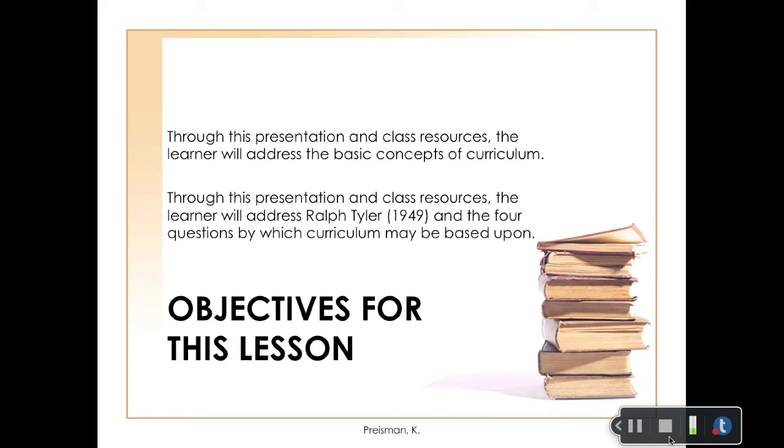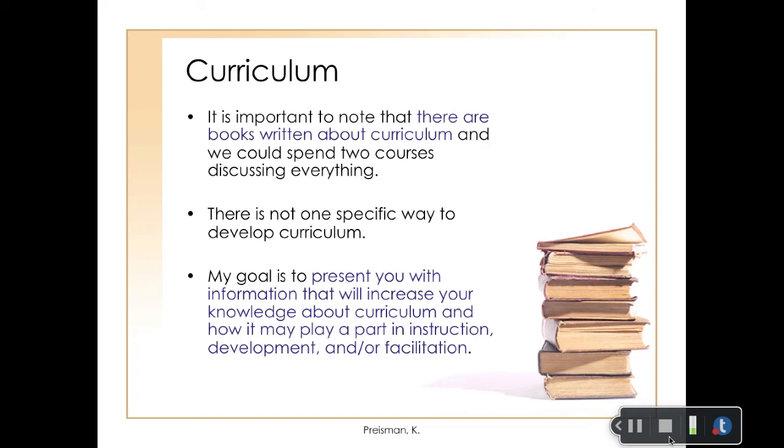You will be doing a project for me where you will be creating a new curriculum or revising a curriculum that currently exists. I encourage you to use these 4 questions and make sure you have them covered as you discuss the curriculum for me in this project.